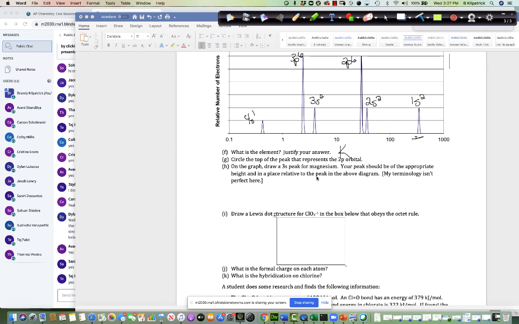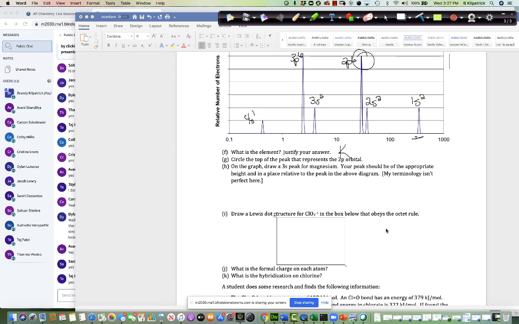All right, so the next one, circle the top of the peak that represents the 2p orbital. Okay, so that would be this one. A lot of you are fine with that. And then on the graph, draw a 3s peak for magnesium.